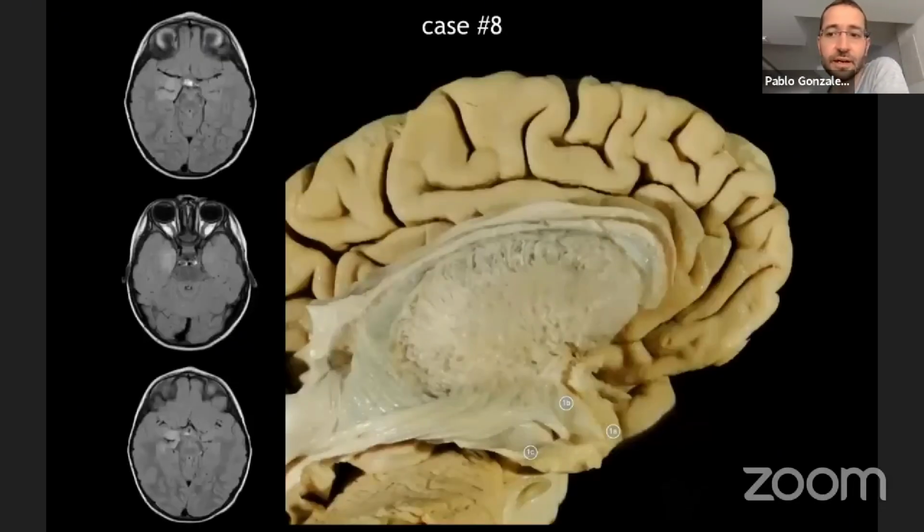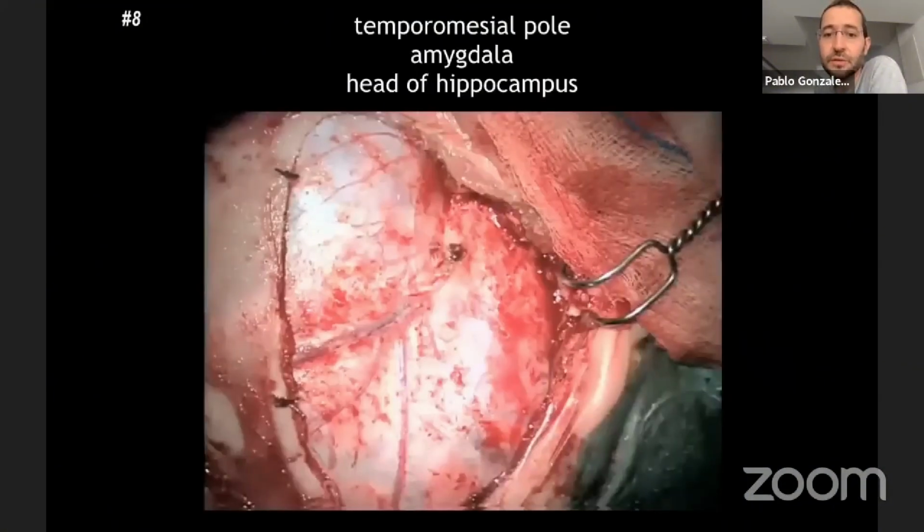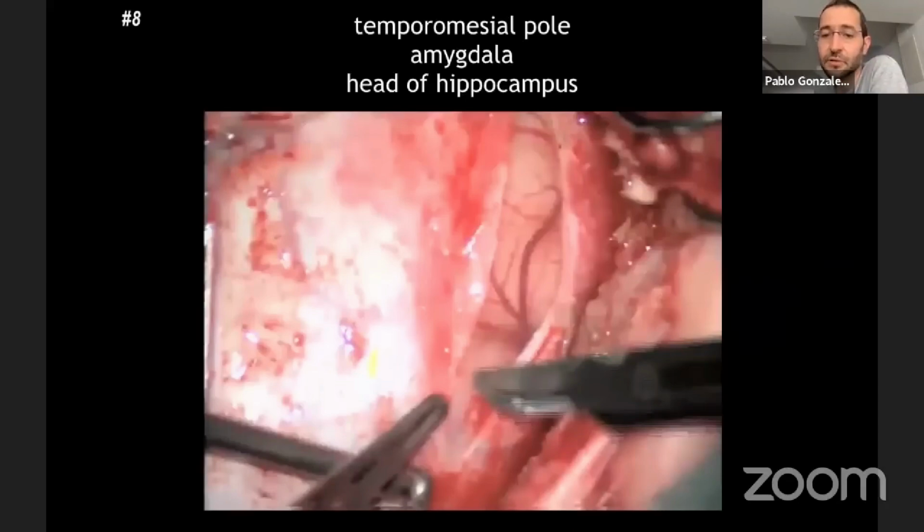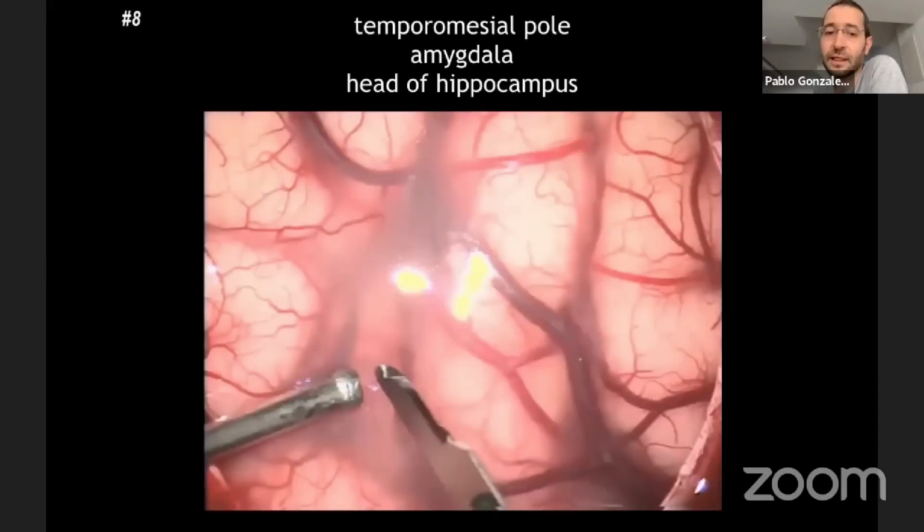This is an interesting case of an 18-month-old baby who came with seizures. And here we can see a complex tumor which is in 3 different functional units. It's located anteriorly in the temporomesial pole, also invading the amygdala and the head of the hippocampus, as you can see in the first axial image. So it's in 3 different parts. So in these cases, our nightmare is to respect the Meyer's loop that you can see is very, very related with this tumor. So in these cases, we don't do the classic transsylvian because it's invading the temporomesial aspect.